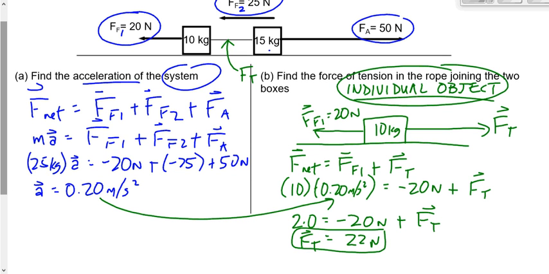Now, I said when we started with the right-hand side here, the individual object, we could have picked the other object, the 15 kilogram object. If we did, we would have gotten negative 22 newtons because the tension would have been pulling back on the 15 kilogram object the other way. Same number, opposite sign, doesn't really matter which one you get. Analyze the 10, get positive 22, the 15, get negative 22. Okay? Both are acceptable. Let's take a look at the next one now.